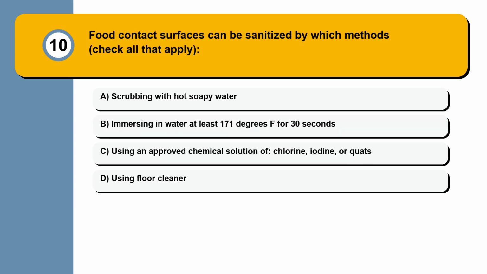Question 10. Food contact surfaces can be sanitized by which methods? Check all that apply. Scrubbing with hot soapy water. Immersing in water at least 171 degrees Fahrenheit for 30 seconds. Using an approved chemical solution of chlorine, iodine, or quats. Using floor cleaner.